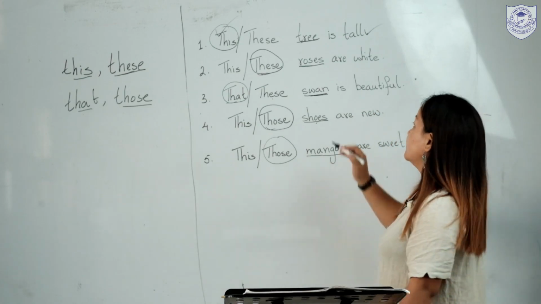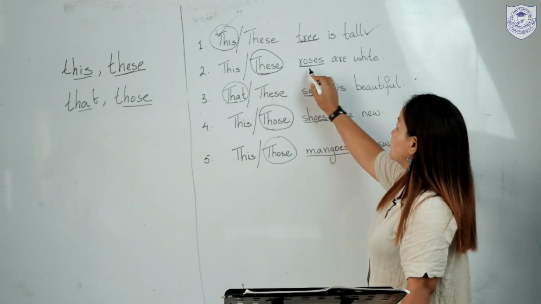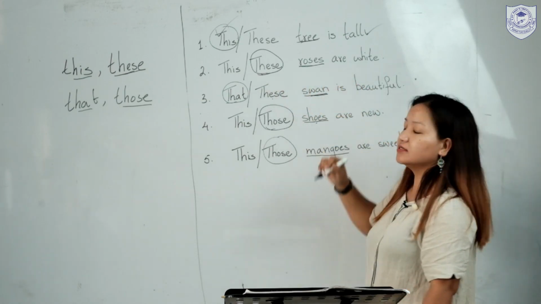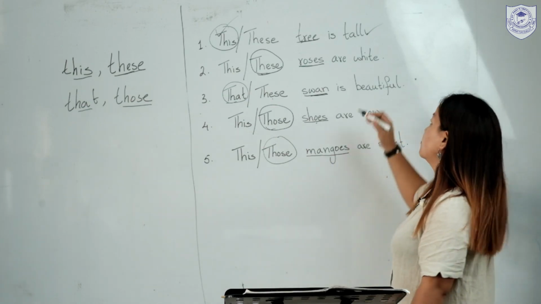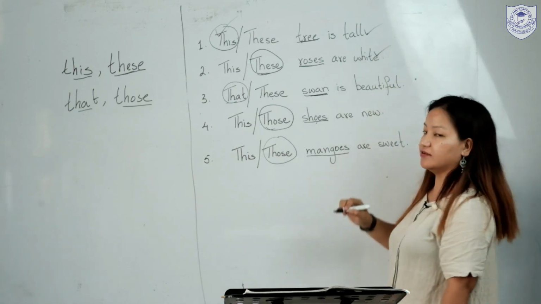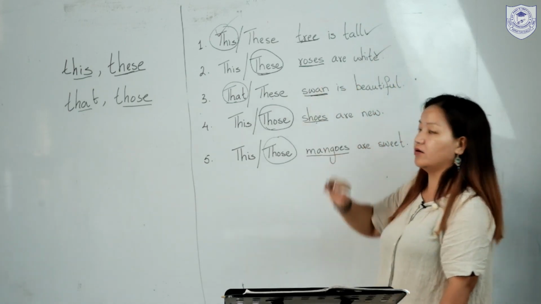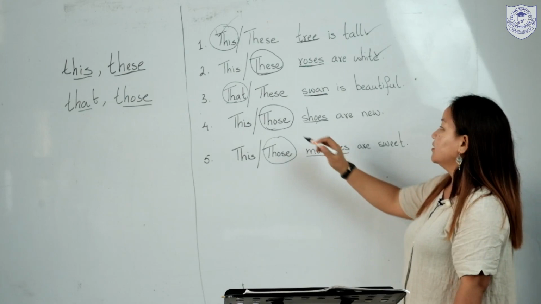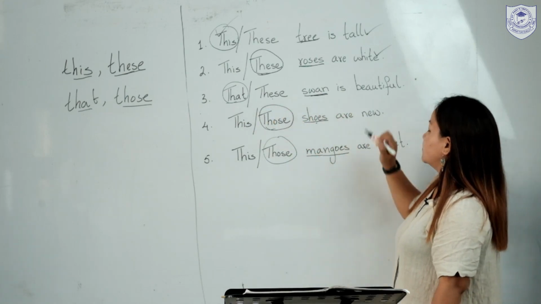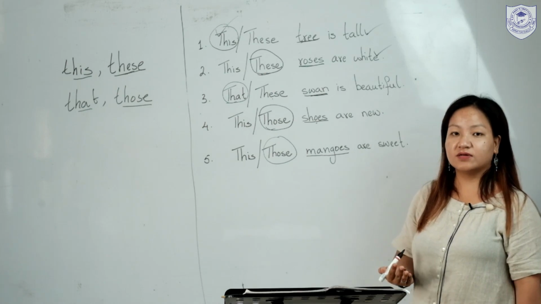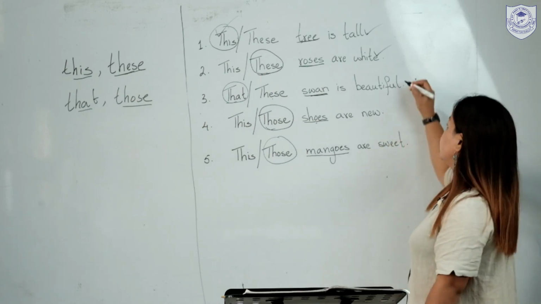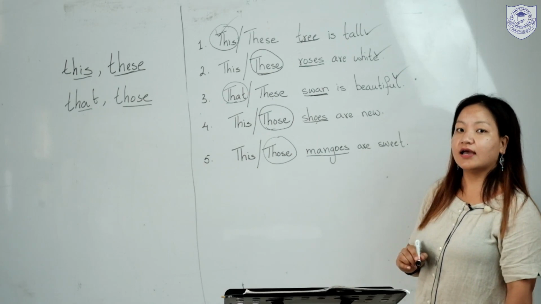Okay? And then roses. These roses are white. What does it say about the rose? It tells the color. So white is the adjective that describes the noun. Okay? And then that swan is beautiful. What does it say about the swan? It describes the swan as beautiful. So this beautiful is called the adjective.